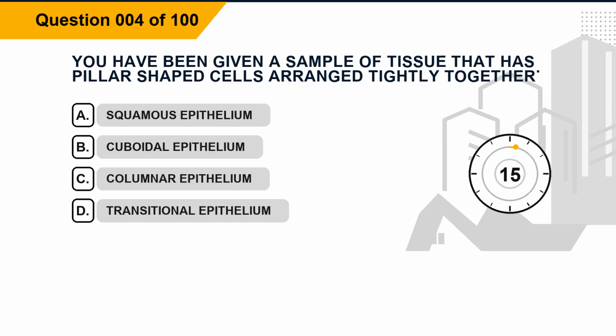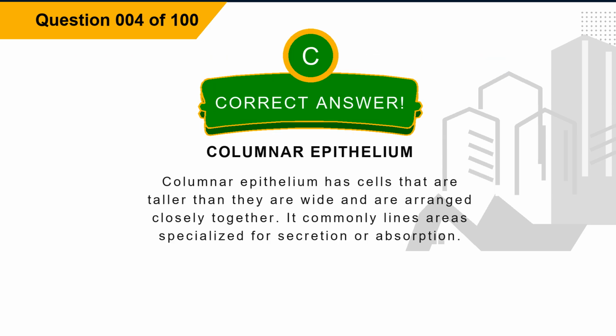Question 4. You have been given a sample of tissue that has pillar-shaped cells arranged tightly together. Option A. Squamous epithelium. Option B. Cuboidal epithelium. Option C. Columnar epithelium. Option D. Transitional epithelium. The correct answer is option C.